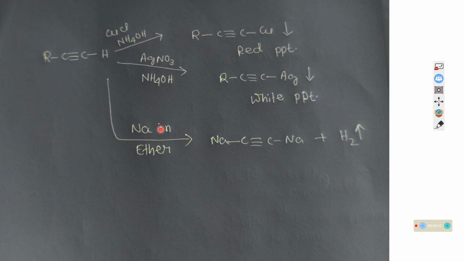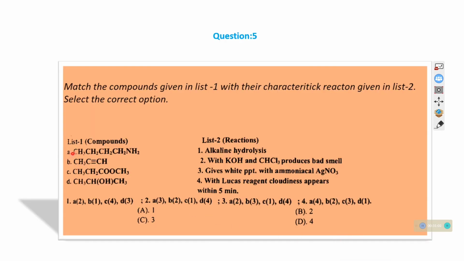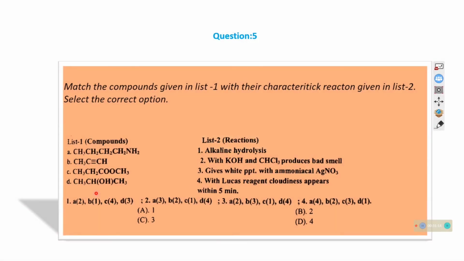Now see the options. A matches with 2, B matches with 3, C matches with 1, and D matches with 4. So D4, C1, B3, and A2. So the correct option is option 3.